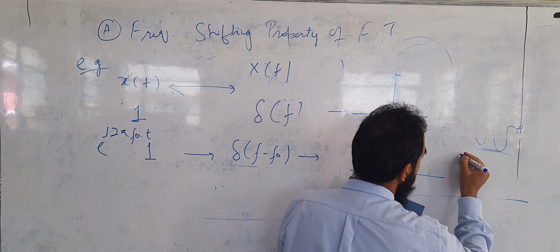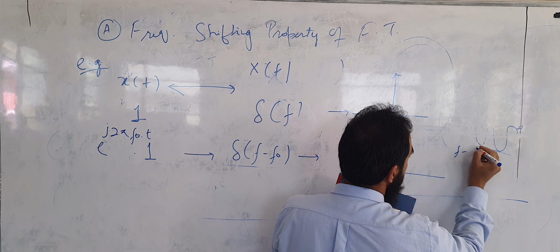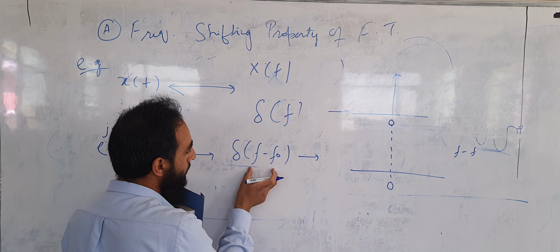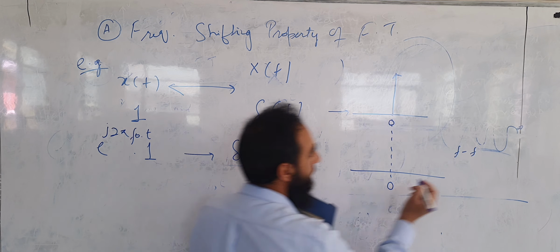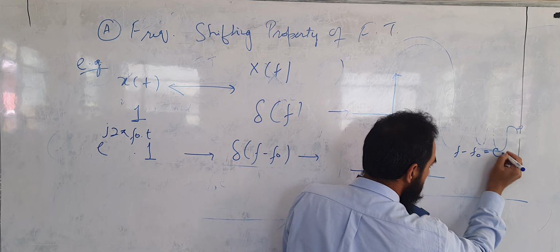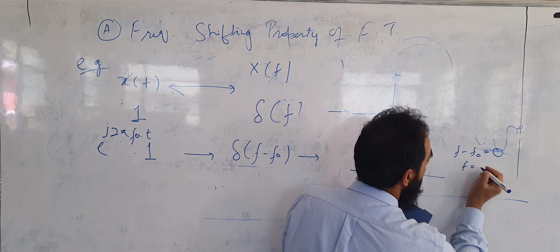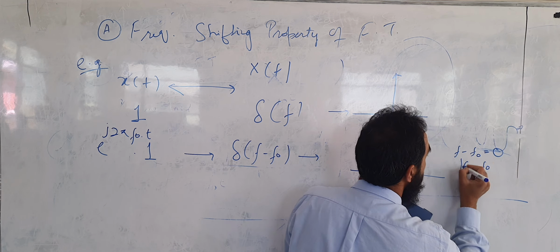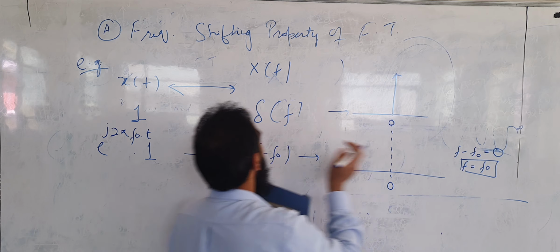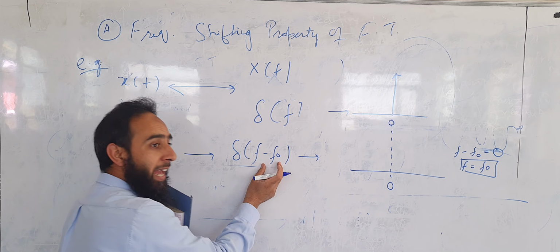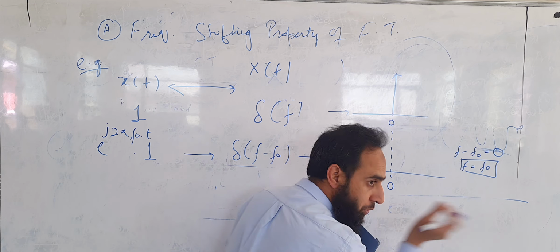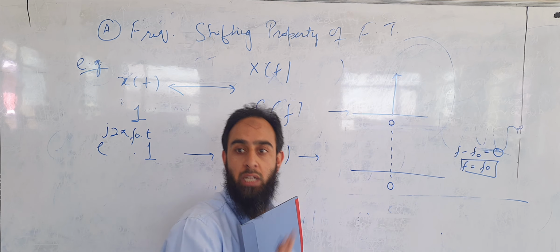How much? f naught. So I will put this to 0. f minus f naught is equal to 0. So my new f will be equal to f naught. That means my impulse at f equals 0 has shifted the frequency in the positive direction. Do you get my point? Is it clear?